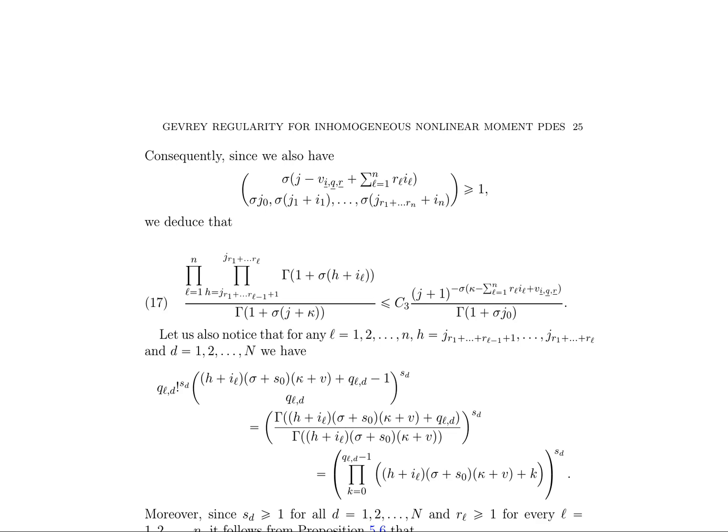On page 25, the authors delve into the Gevrey regularity for inhomogeneous nonlinear moment PDEs. They establish the existence of certain terms, specifically sigma_{p,j,v,q,r}, which are deduced from previous sections. This leads to the conclusion that the solution to the PDEs satisfies a set of equations, including 17 and 18.